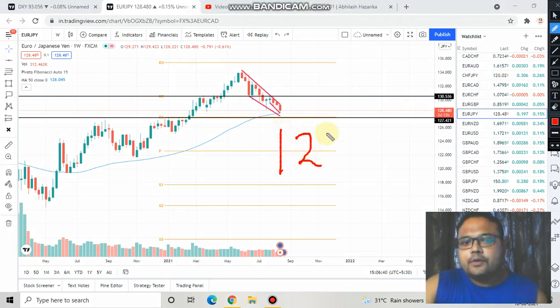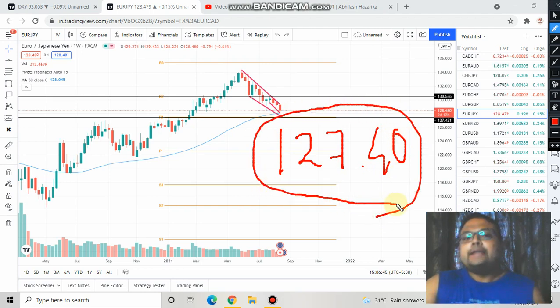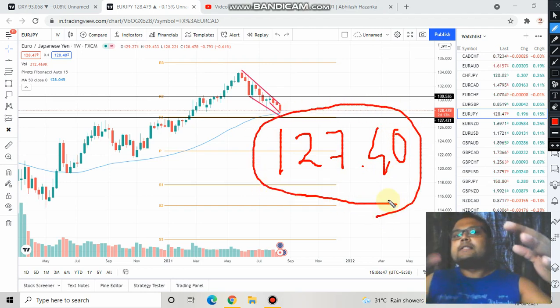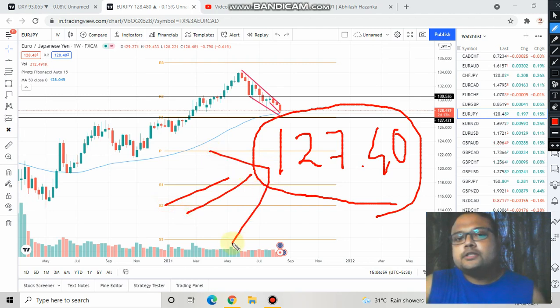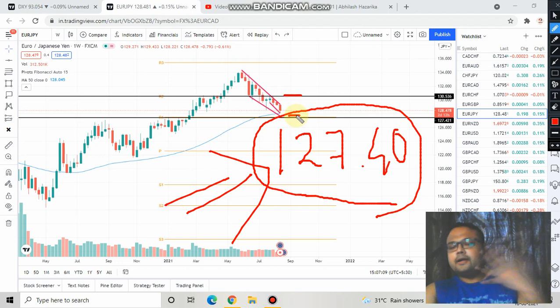On the support level we have 127.40. So in case there is a sudden selling pressure or huge selling pressure on EURJPY, listen to me carefully. If there is a sudden selling pressure or huge selling pressure on EURJPY right now, we can expect that by 127.40 the market will get a good support and the market will bounce. Okay, but again these two levels are quite far away from the current market price, so just mark the levels and just understand the importance of these levels. That's it.